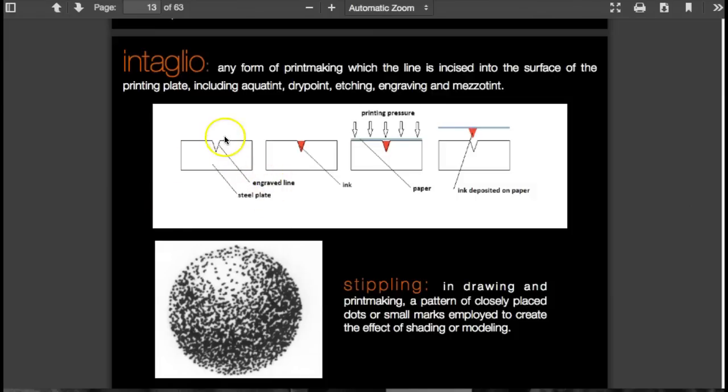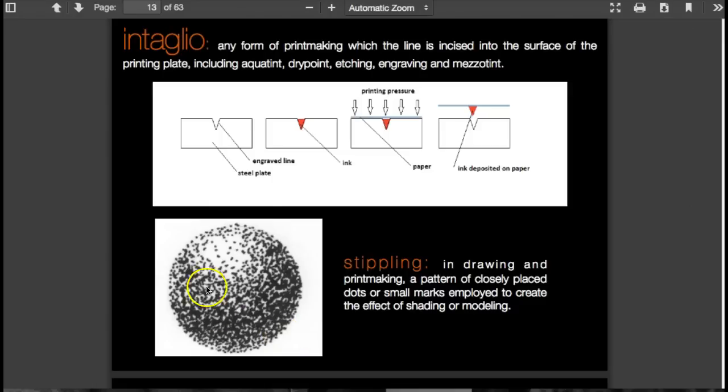So we can see the steel plate, we can see the engraved line, the ink goes into that engraved line. The printing pressure is applied with the paper. The paper, basically kind of deposits, or the ink is deposited onto the paper from that engraved space.